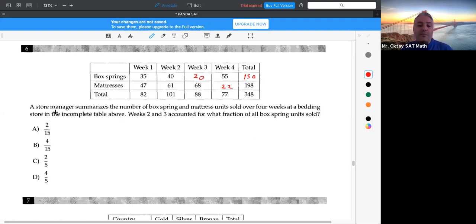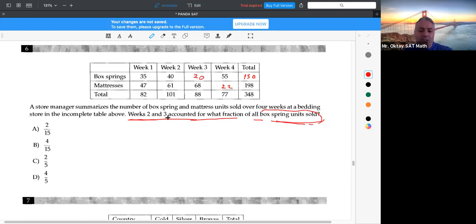Now let me read it. A store manager summarized the number of box spring and mattress units sold over the 4 weeks at the bedding store in the incomplete table above. So weeks 2 and 3 accounted for what fraction of all box springs units sold? So we are talking about box springs units sold, for weeks 2 and 3.